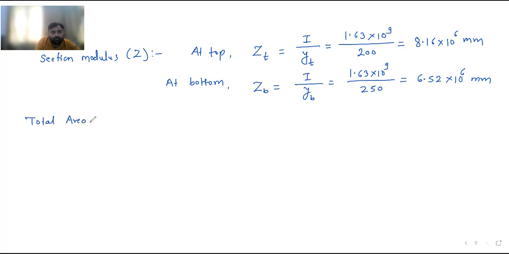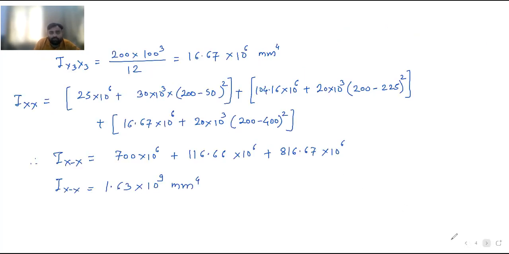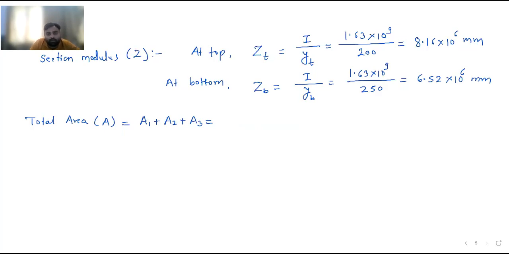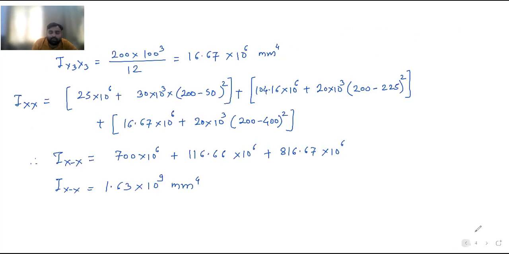Total area A is equal to A1 plus A2 plus A3, and we have the values. So Z is in mm cube, correct? I have written the unit as mm. Z is in mm cube, I is in mm raised to 4th, Y is in mm, so the unit will be mm cube. Good. Now add A1, A2, A3 and let me know the total area.